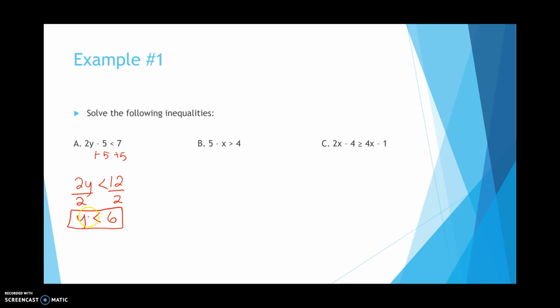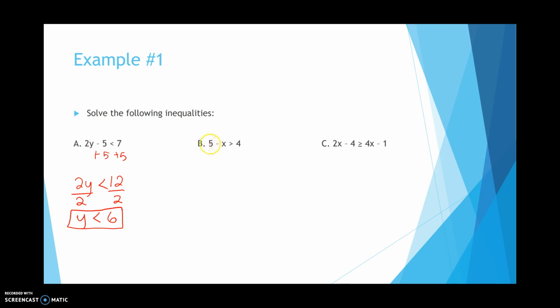And if I were to plug in any value of y that's less than 6, it would make that inequality true. So if I chose 5 for y, 2 times 5 is 10. 10 minus 5 is 5, and 5 is less than 7. So that's a true statement right there.